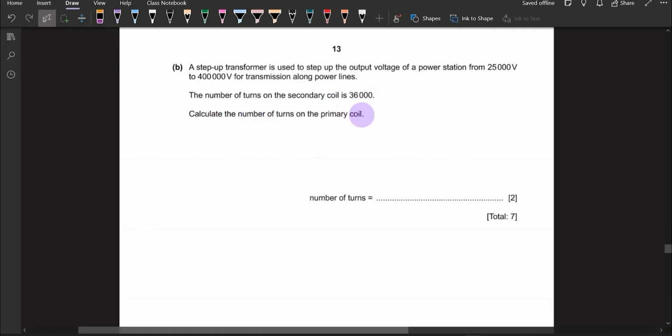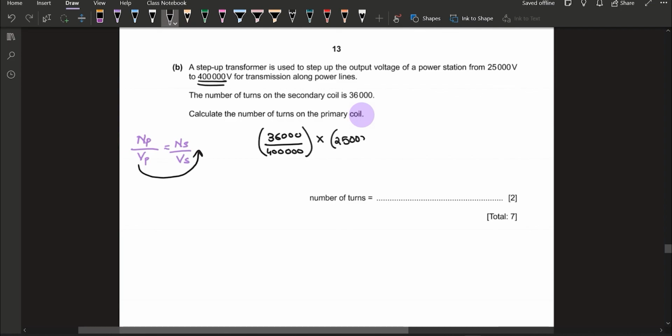So we have the formula here, NP, which means number of turns in the primary coil, divided by VP equals NS divided by VS. We're given the number of turns in the secondary coil, which is 36,000, divided by the potential difference given, which is 400,000. And we can move this VP here to find out NP, which is going to multiply on this side, which is going to be 25,000. And we'll get our answer for NP.